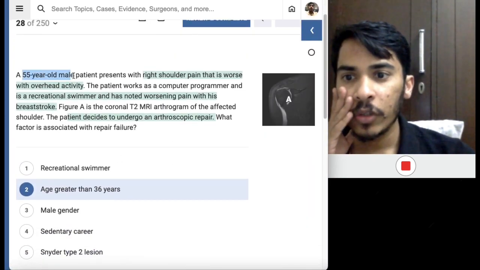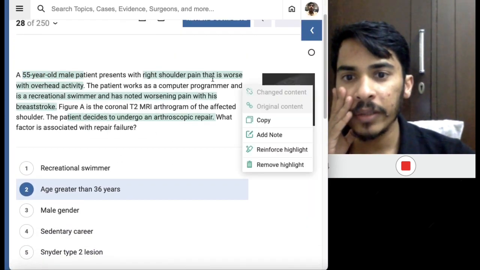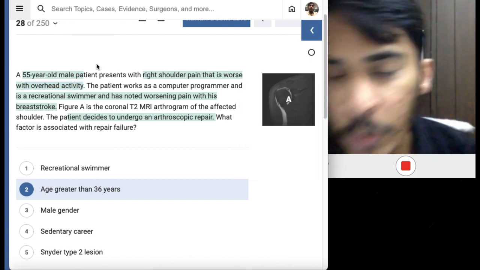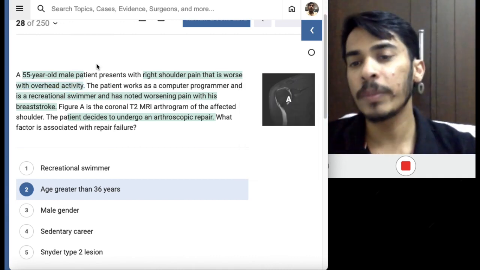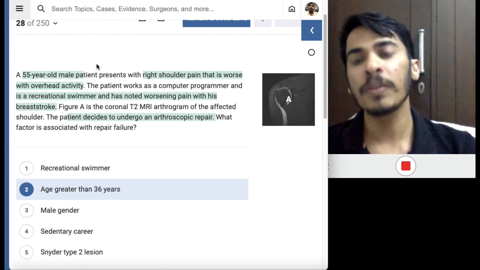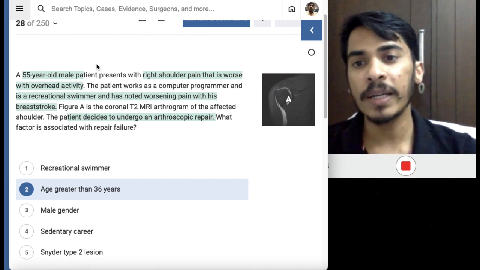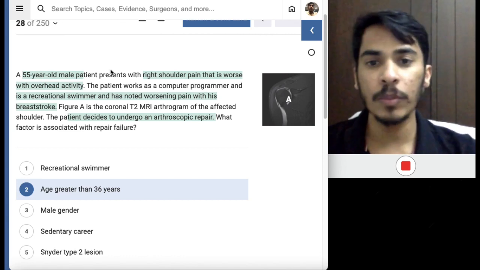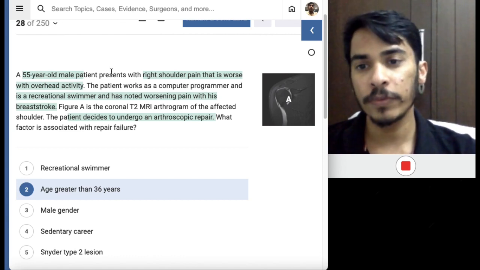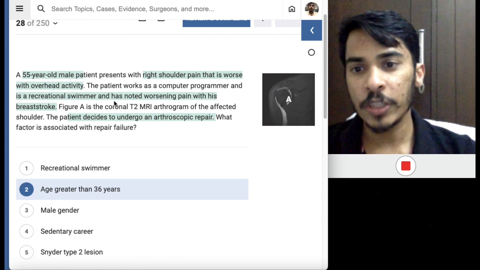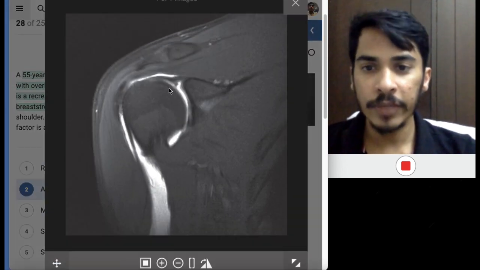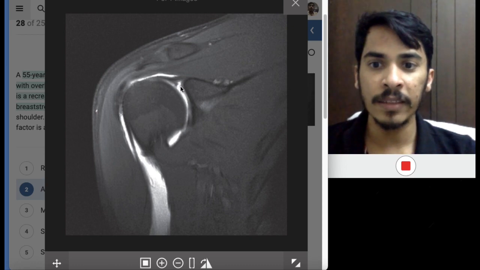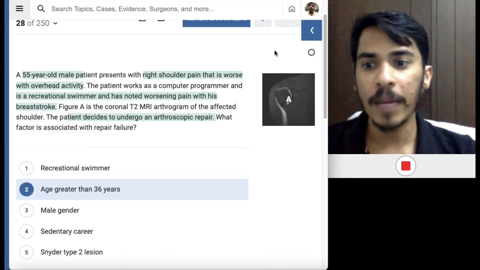A 55 years old male patient presents with right shoulder pain that is worse with overhead activity. Overhead activity, we have to remember glenohumeral internal rotation deficit, posterior superior labral tear or SLAP tear, and also internal impingement. These are the three most common consequences in overhead athletes. Recreational swimmer has noted worsening of pain in breaststroke. So in MRI, we can see that there is a hyperintensity in the superior labrum. So it's a SLAP tear.